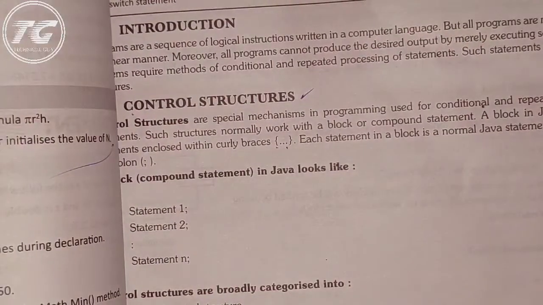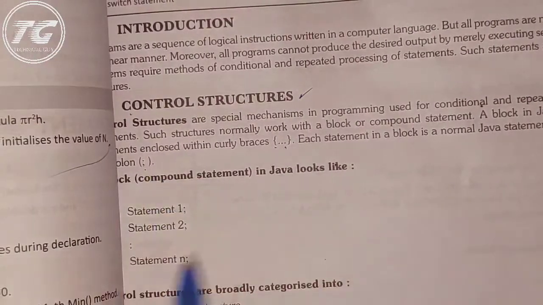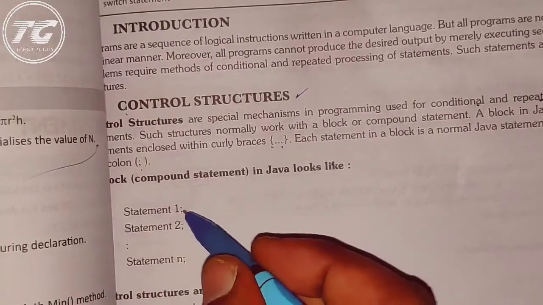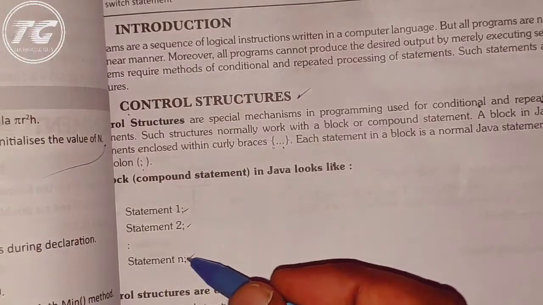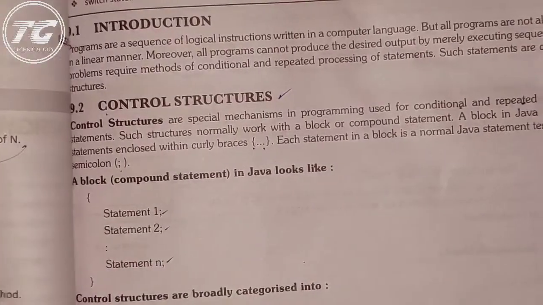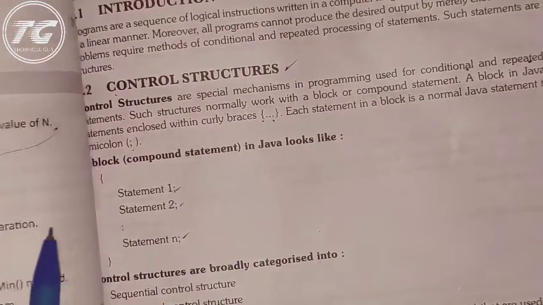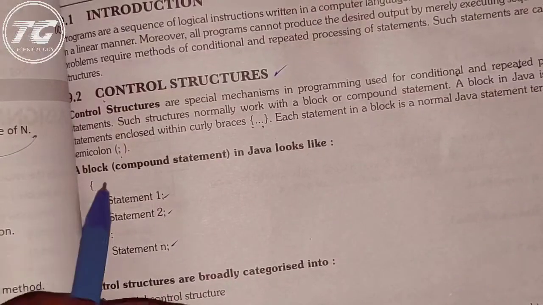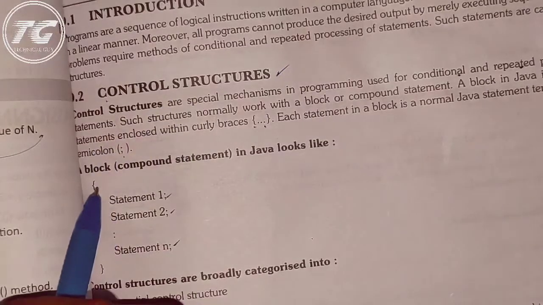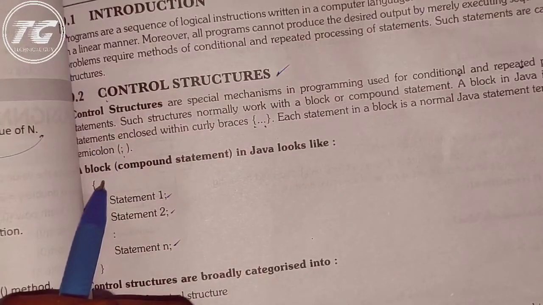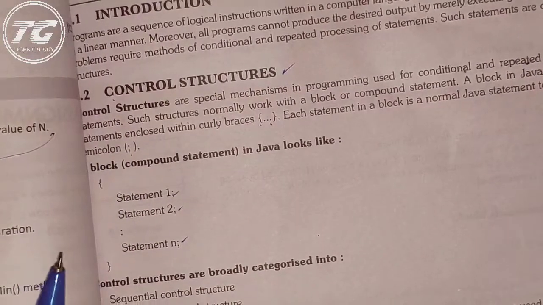One statement is a normal statement that is terminated by a semicolon. So this is statement 1, this is statement 2, this is statement n. Every statement is terminated by a semicolon. And when we enclose a set of statements within curly brackets, it is called a block. So control structures help us to execute a block based on a condition. We can also repeat this block based on a condition.